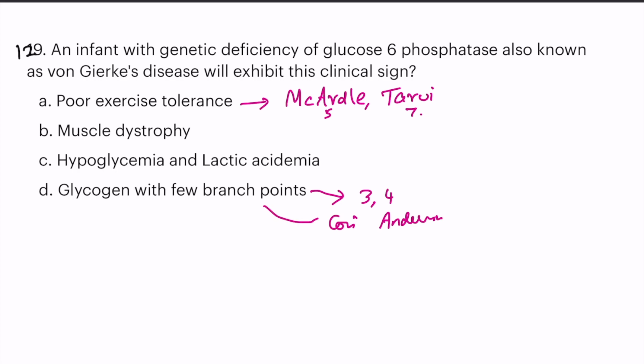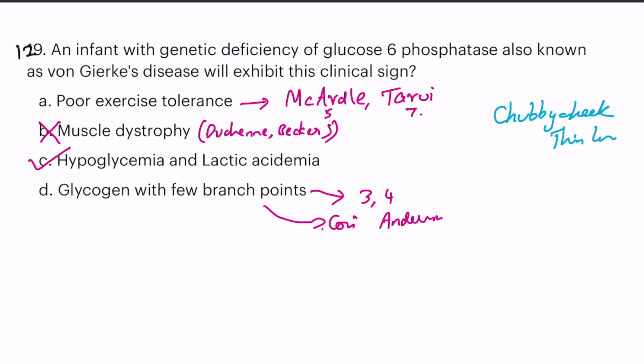Here, this one is Cori. The given option is Cori. And muscle dystrophy is not seen in any glycogen storage disorders because it is part of the Duchenne, Becker spectrum, not related to GSDs. And then finally, hypoglycemia, lactic acidemia, we can diagnose by ruling out also. But to summarize the Von Gierke symptoms, they have chubby cheeks but thin limbs. They have hepatomegaly and renomegaly, but the spleen is spared.